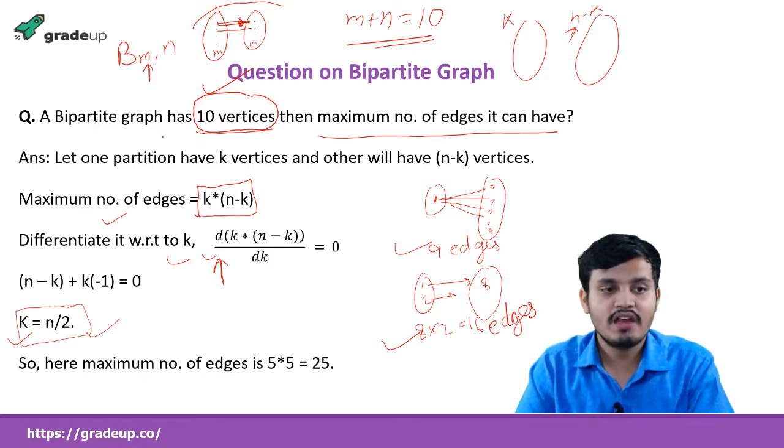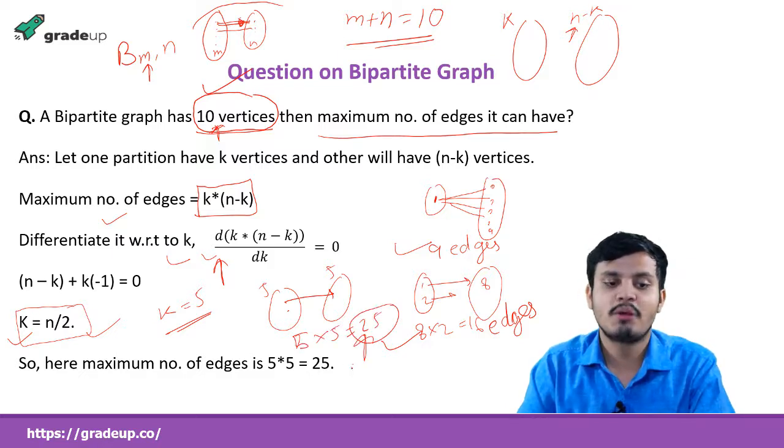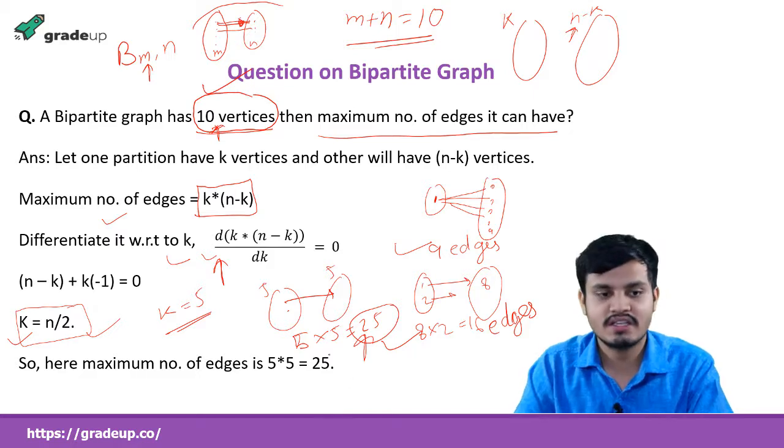Now what is n here? 10. So k is equal to 5. Now the maximum number of edges is with 5 here and 5 here. So this will have 5, this will have 5. 5 into 5, 25 edges we can have. This is the maximum number you can get with 10 vertices.